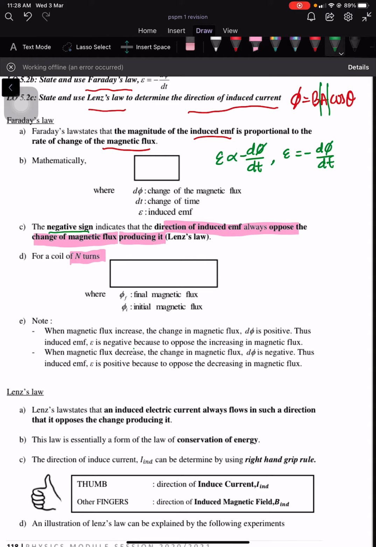So induced EMF is equal to negative n d flux per dt. So it is also equal to negative n times the change of flux, that is, flux final minus flux initial, divided by time.